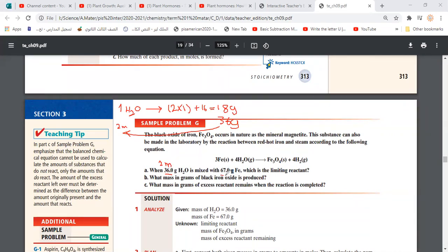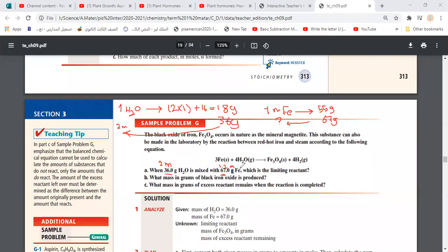Let's find out about the iron. So 1 mole of iron equals, anyone know? Do you know, guys? 55 gram, good. So that's 1 mole of iron. So what about 67 gram? They represent how many moles? So 67 divided by 55. 1.2 moles. So like this, I get it.